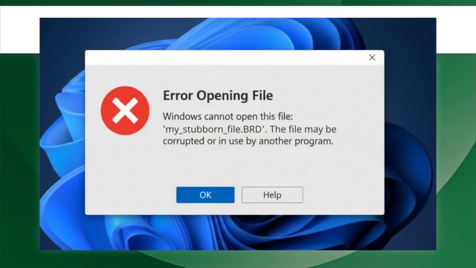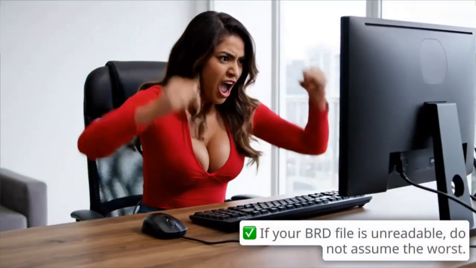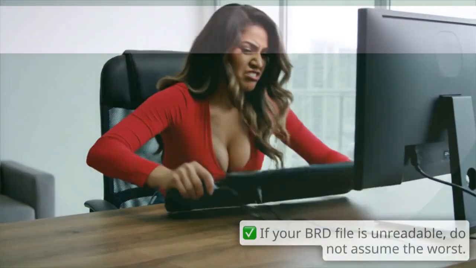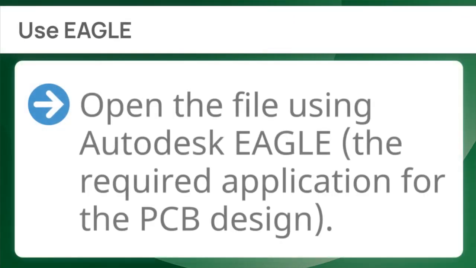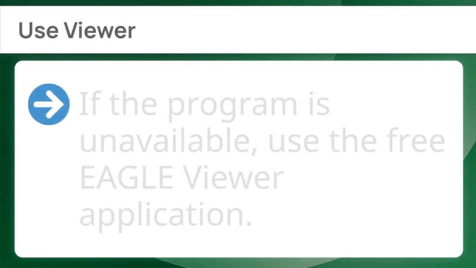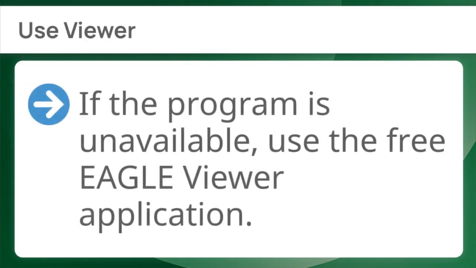Since that didn't work, we need a targeted approach. Follow me through these 3 critical actions that will help us isolate the cause. First, use EAGLE. Open the file using Autodesk EAGLE, the required application for the PCB design. Next, check associated files. Ensure the corresponding .sch schematic file is present in the same directory. Finally, use Viewer. If the program is unavailable, use the free EAGLE Viewer application.